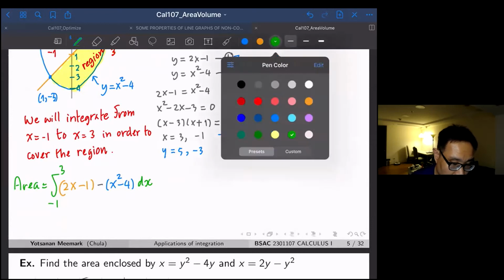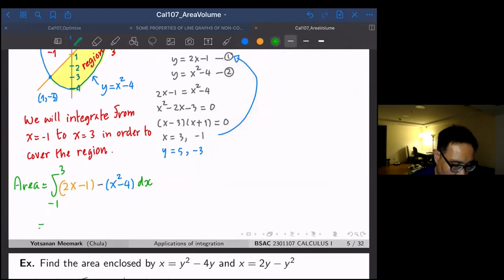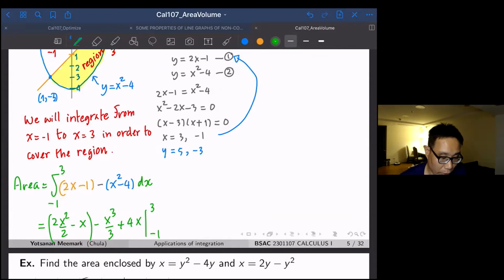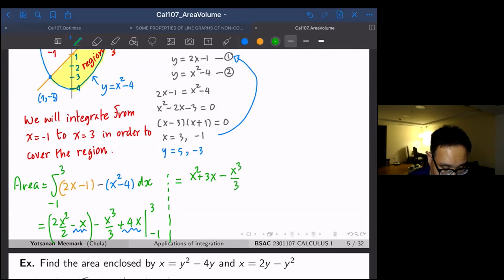So you're just going to integrate. So you integrate 2x minus 1, so it's going to be 2x squared over 2 minus x, minus x cubed over 3 plus 4x from -1 to 3, and you're just going to plug in. So you have x squared minus x, minus x cubed over 3. I'm going to combine the similar terms. So this one and 4x will combine together, so it's going to be x squared plus 3x, and the last one, x cubed over 3, from x equal to -1 to x equal to 3.